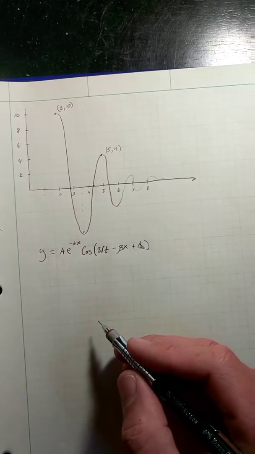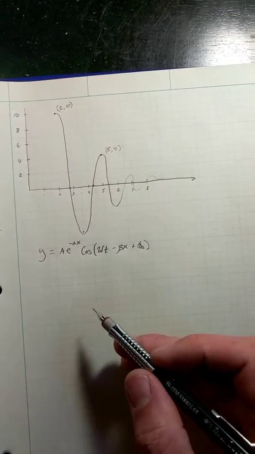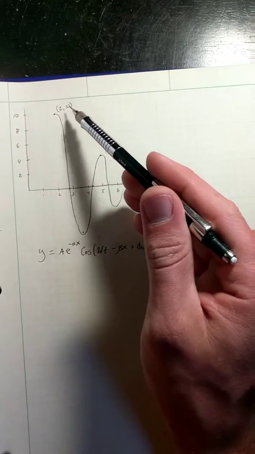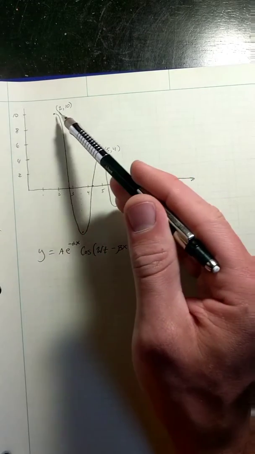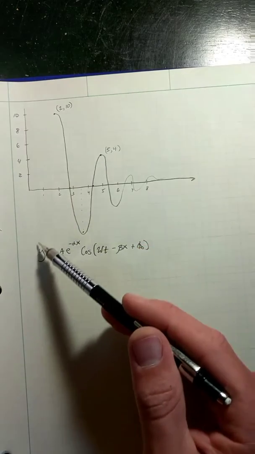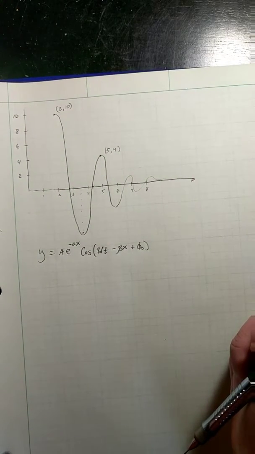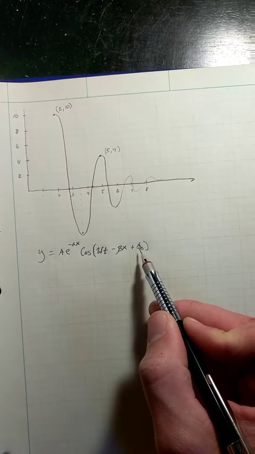So the first place I got hung up on was my amplitude. The amplitude is 10, but this is attenuating. I don't know what it would be back up here at time equals 0. And that kind of screwed me for a minute until I realized that this phase shift really doesn't matter.